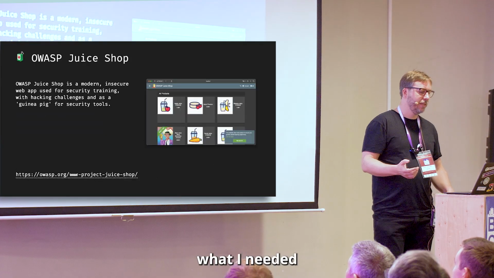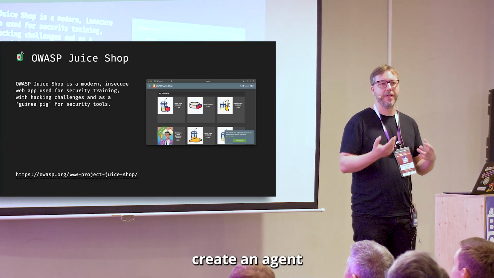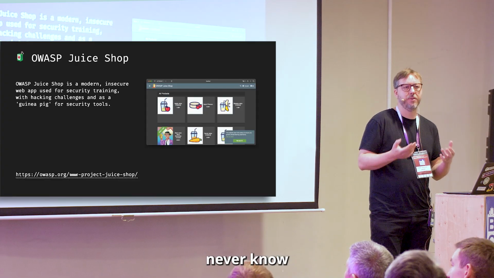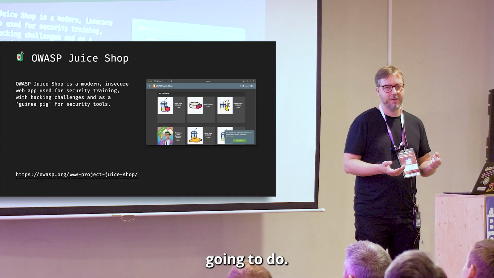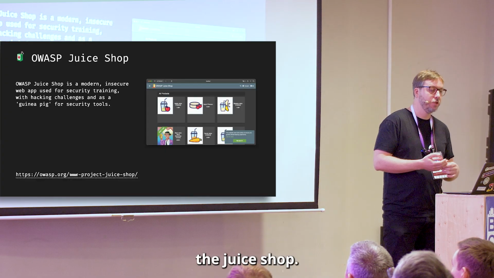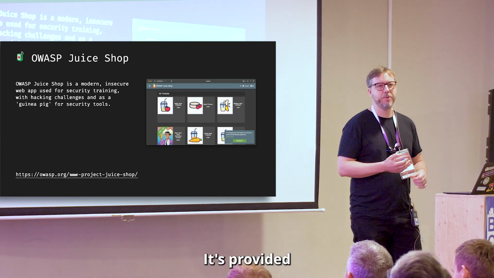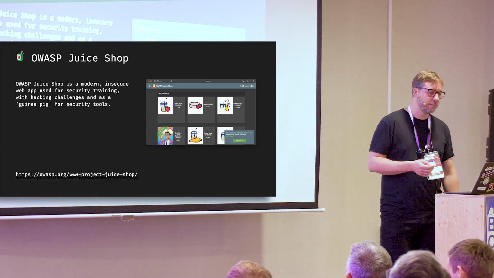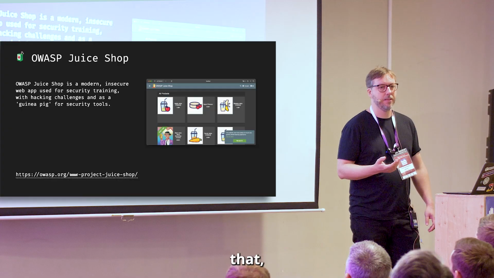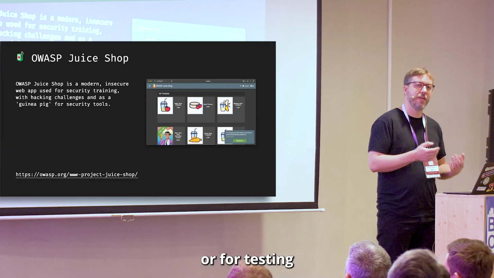So finally, what I needed was some kind of target, right? I don't want to create an agent and directly run it against a productive system, because you never know what the large language model is going to do. And you might also make errors yourself. For that, I used the Juice Shop. It's the most insecure web application you can find. It's provided by OWASP, which I mentioned before. It's a web shop where you can buy juices. You can download that application to your laptop, start it, and use it for training or for testing security tools.